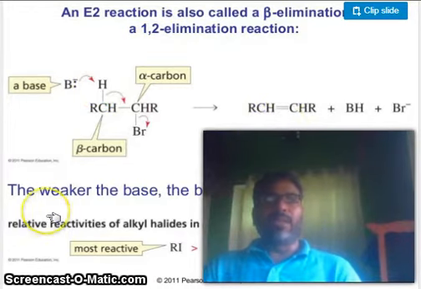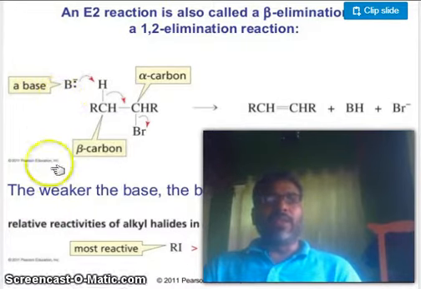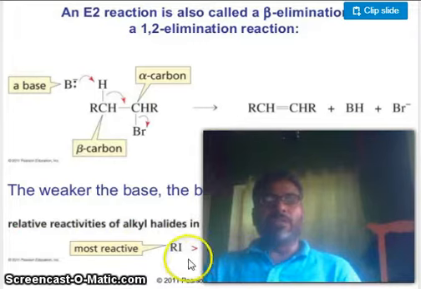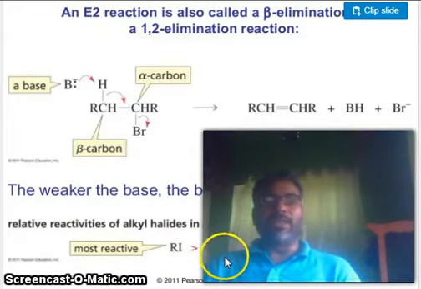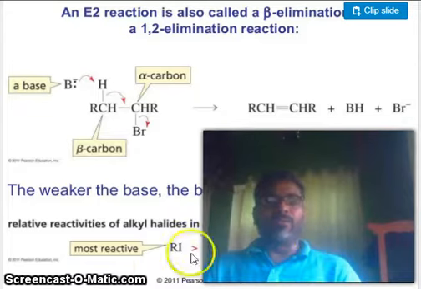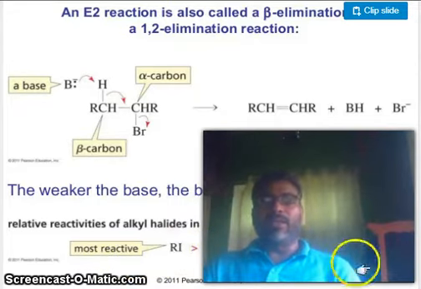The weaker the base, the better it is as a leaving group. So it should be a weaker base. Relative reactivities of alkyl halides in E2 reactions: RI greater than RBr, RBr greater than RCl and RF. The most reactive is the alkyl iodide and the least reactive is the alkyl fluoride.